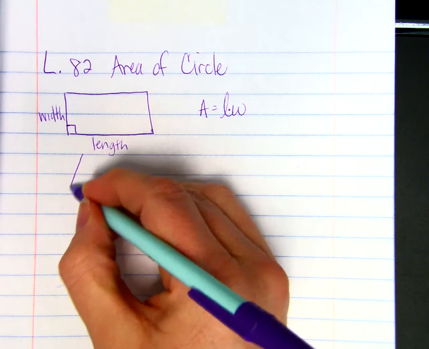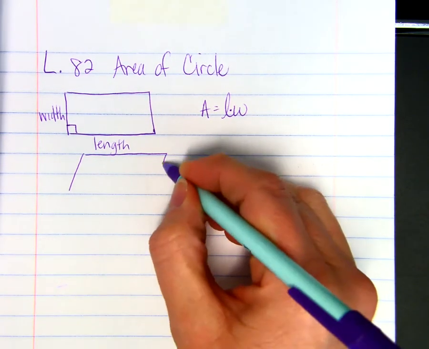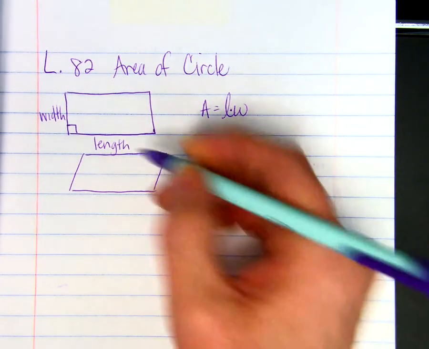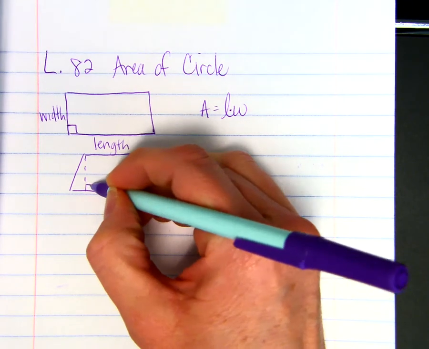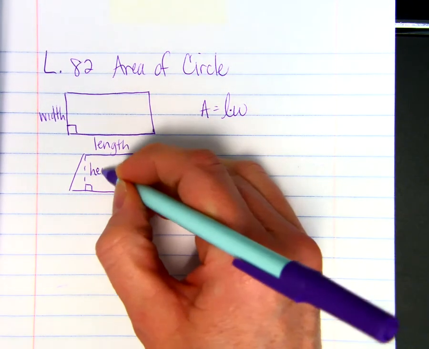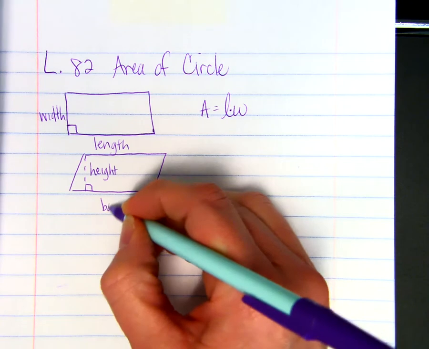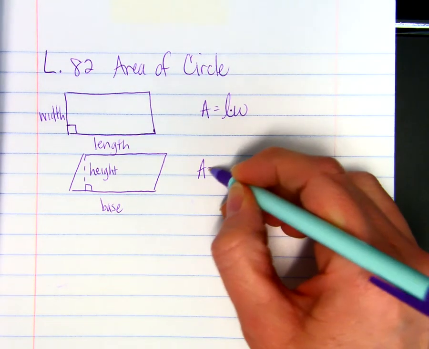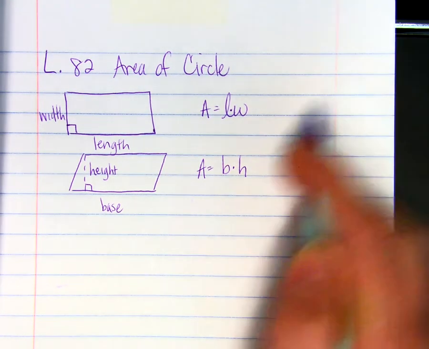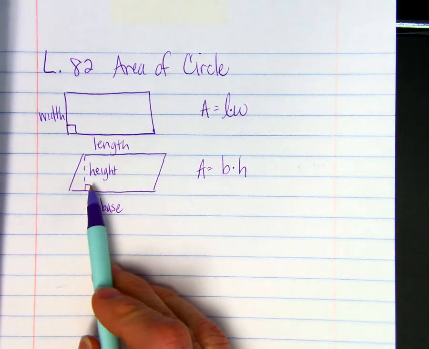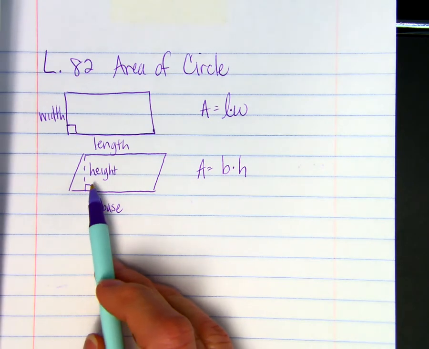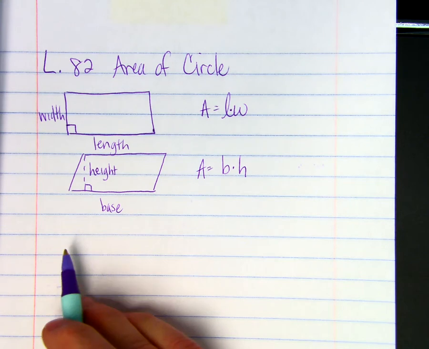For a parallelogram, to find the area, we have to do base times height. And the height and base have to be perpendicular. So you always look for that little 90-degree angle and then multiply those two sides.